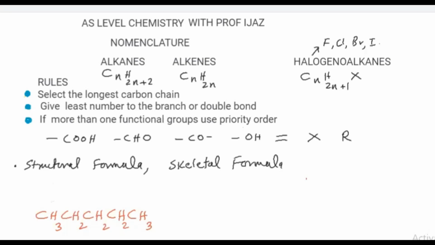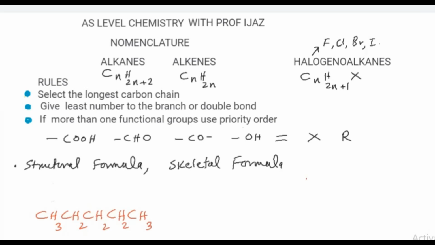So these are the three principles or three rules a student of AS level should keep in mind. Number one, select the longest carbon chain. If you have different types of structure which may contain some branches or some substituents, select the longest carbon chain. Then the second point is to give the least number to the branch or the double bond. If you have some substituent or branches attached to the longest carbon chain, or if there is a double bond, then start numbering from either side. Branch or the double bond should be given the least number.